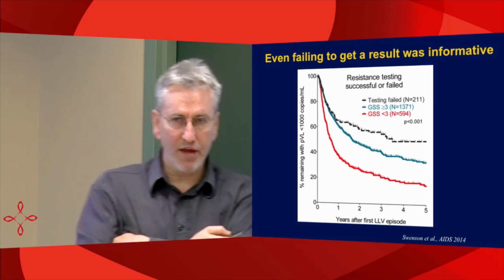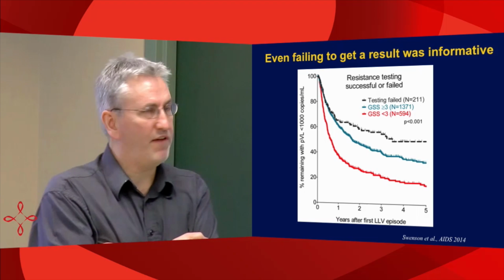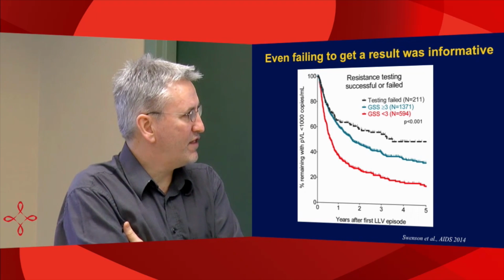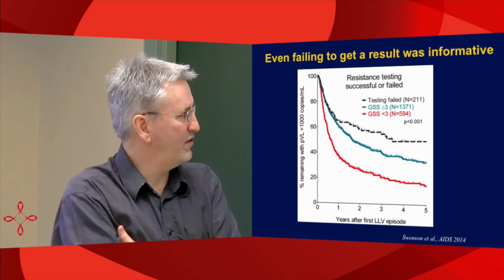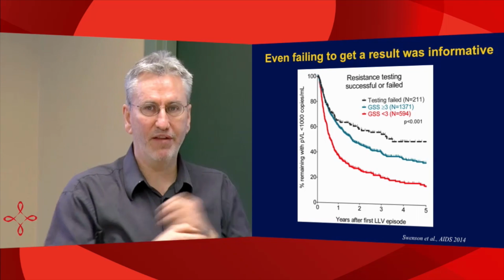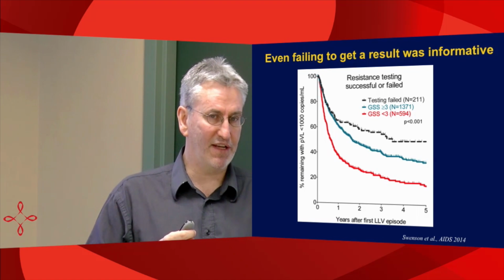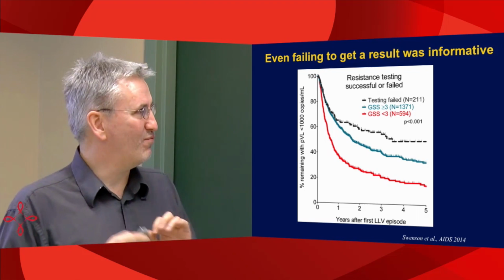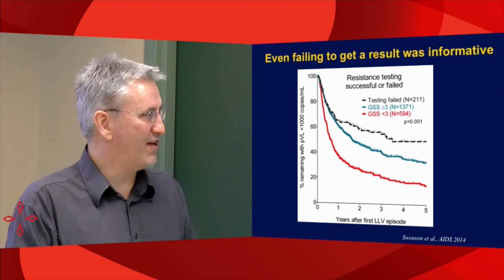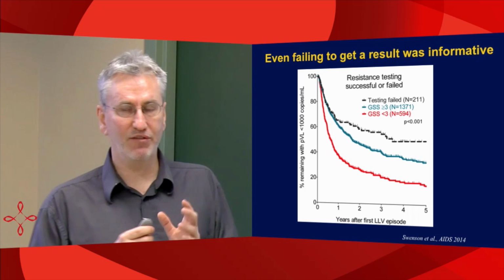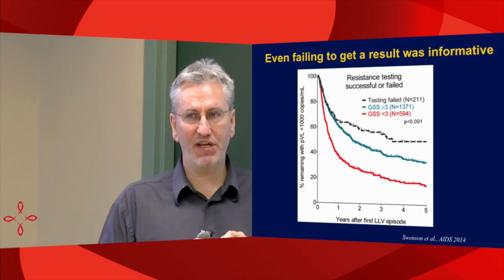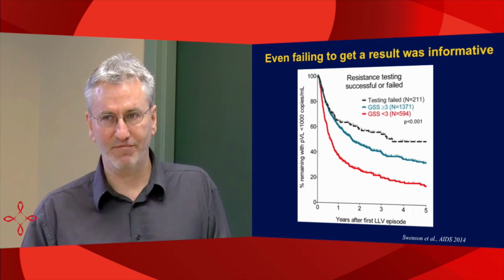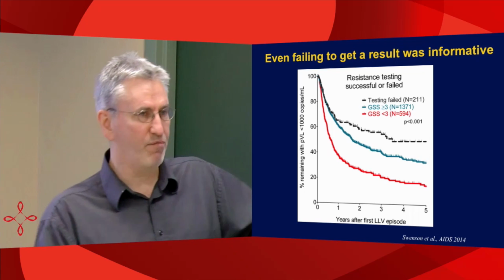But what I thought was interesting was that actually even failing to get a test result was informative. If you compare a test result that says that you're completely wild type, you do okay, but you do even better in those patients where you ask for a test and we say we can't do the test, it fails. And I think the rationale for that is that a lot of the time that we can't do a test, it's because that viral load test is actually a false positive. The reason we can't get you a result is because there's no virus in there. And I think that's probably more common at the lower end.